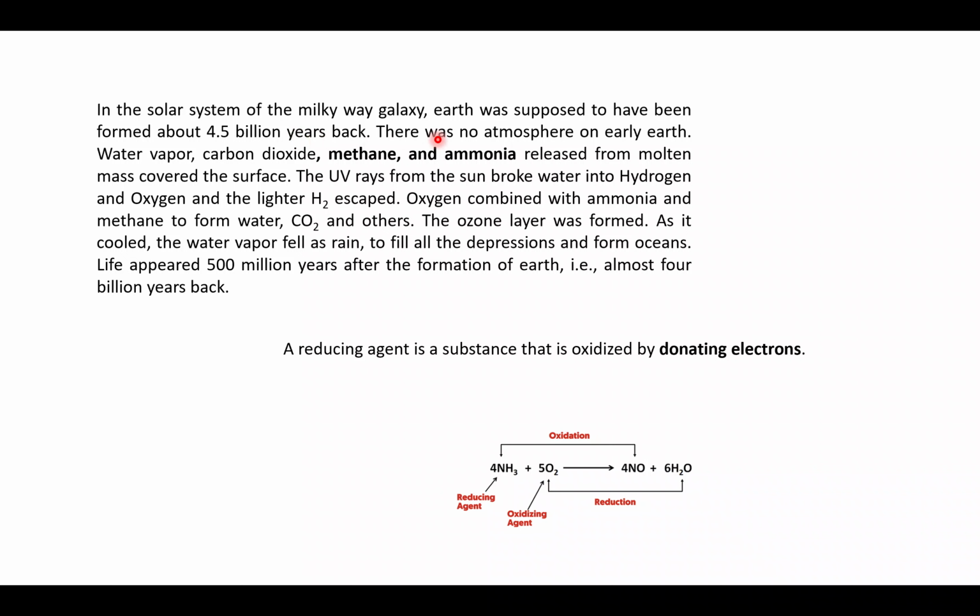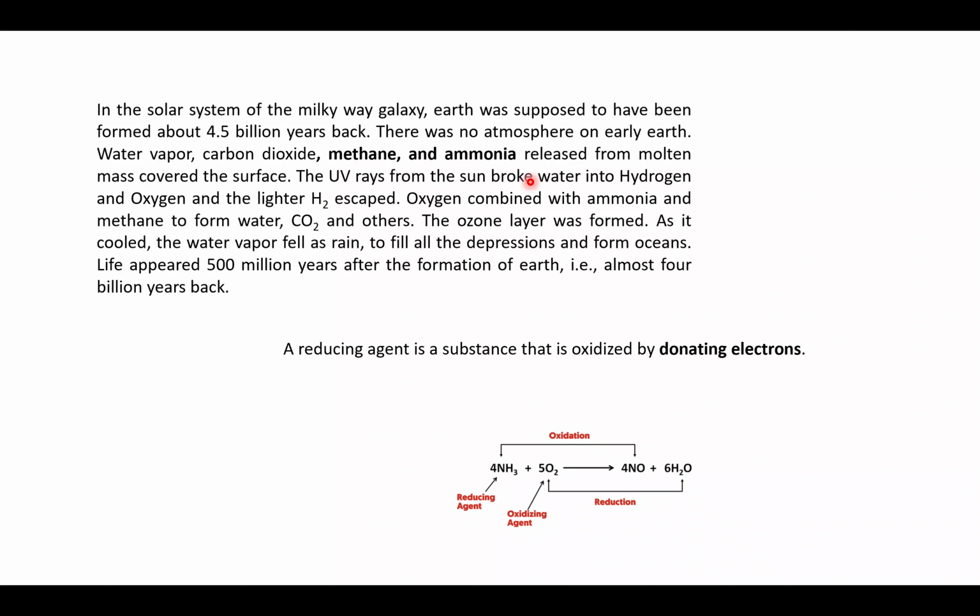At that time, when Earth was just forming, there was no atmosphere on the early Earth. There was water vapor, carbon dioxide, methane, and ammonia. Note this term, methane and ammonia. They were released from the molten mass that covered the surface. On the primitive Earth, there were a lot of volcanoes and a lot of lightning strikes, and the environment was mostly methane and ammonia.